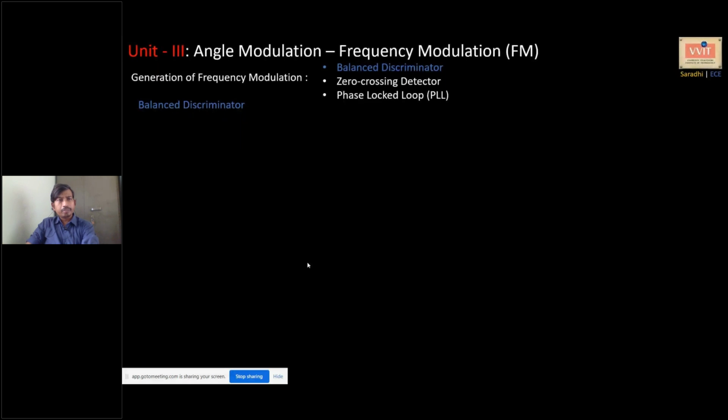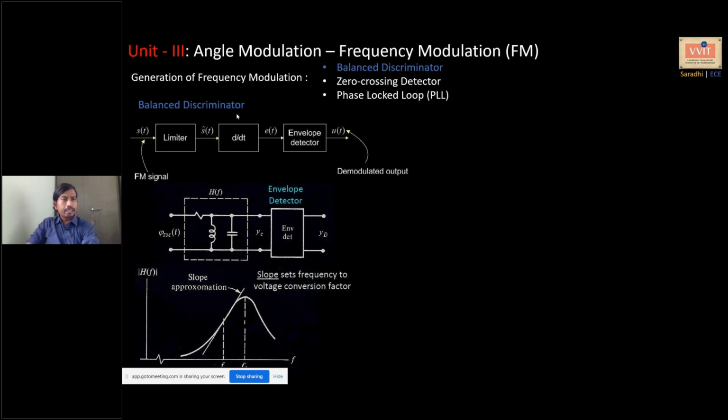Now, this is not generation, sorry, the title is wrong. This is detection of FM, detection of frequency modulated signals. There are three methods, according to our syllabus. One method is the balanced discriminator, another is the zero crossing detector, the last one is the phase lock loop. Let us start with the first one.